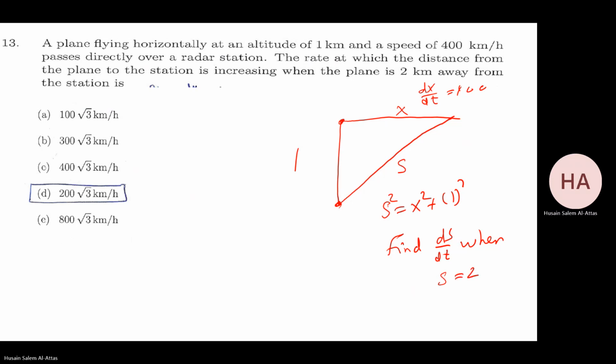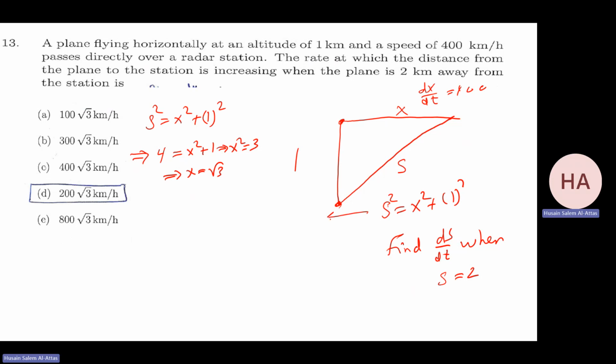I have s squared equals x squared plus 1 squared. That implies 4 equals x squared plus 1. That implies x squared equals 3. That implies x equals square root of 3. I'm not considering negative because these are distances.